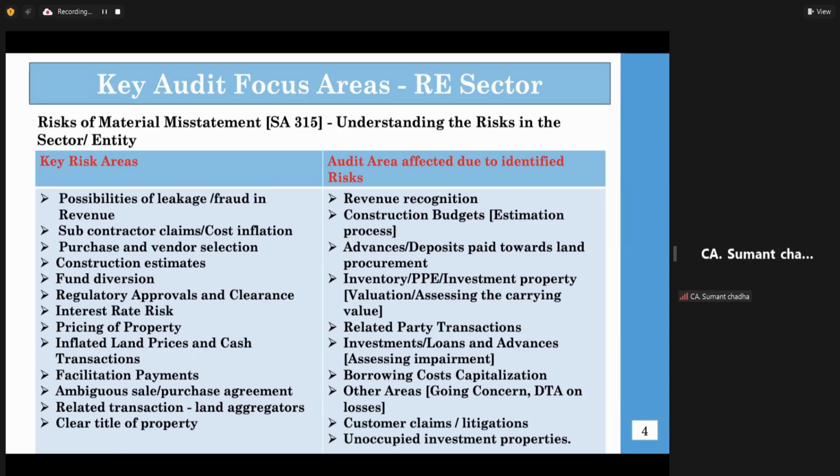Impairment assessment, borrowing cost capitalization, which is not allowed in most cases. Going concern, DTA, because if I book revenue on POCM, then there is virtual certainty versus reasonable certainty, that also comes into play. Customer claims and litigation: what to take on the books, what provisions to make, what not to. So all that is going to be very relevant for me.